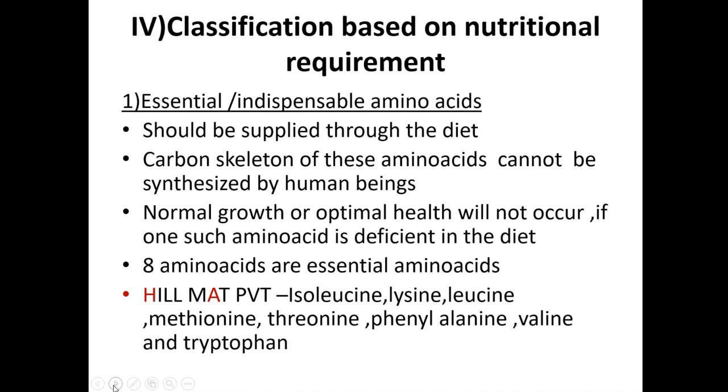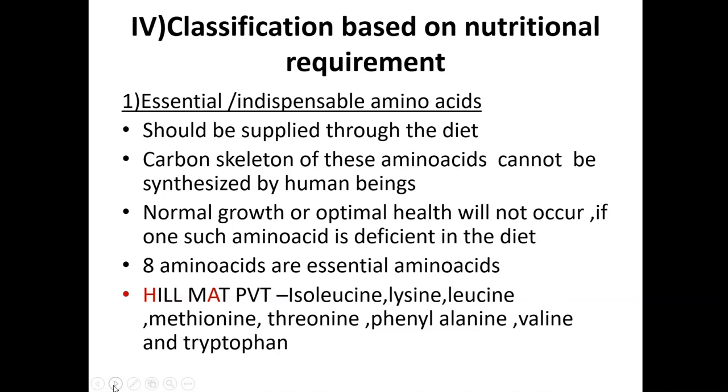Then the fourth type of classification is classification based on nutritional requirement. The first among this is essential or indispensable amino acid. What is meant by indispensable or essential amino acid? It should be supplied through the diet. We cannot synthesize these amino acids in our body. The carbon skeleton of these amino acids cannot be synthesized by human beings. Normal or optimal growth will not occur if one such amino acid is deficient in the diet.